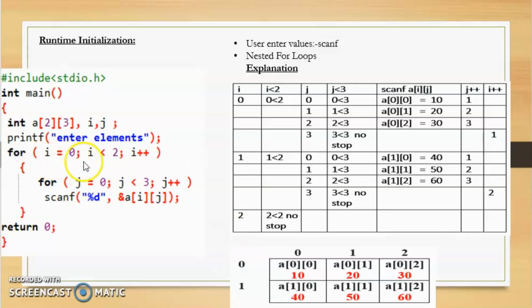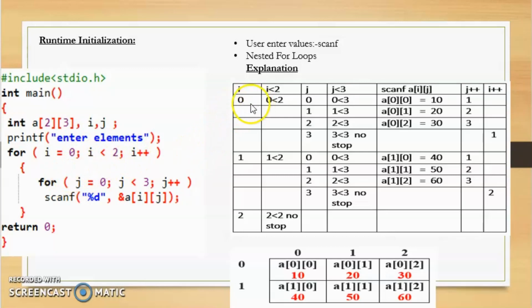First we initialize i value to 0. The reason we initialize i value to 0 is because the rows in a two-dimensional array start from 0. It will go on till i less than 2. We have written i less than 2 because the number of rows is 2. So it will go on till i less than the number of rows. If the condition is satisfied, it will start with the inner for loop.